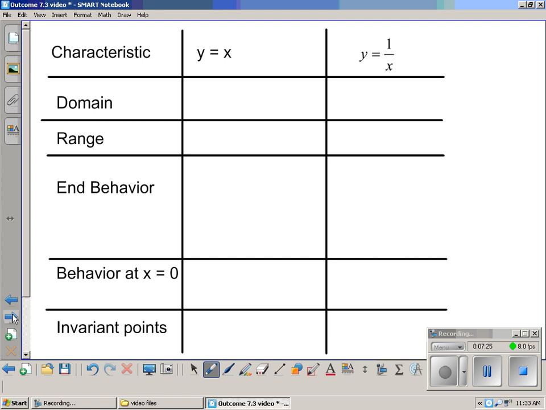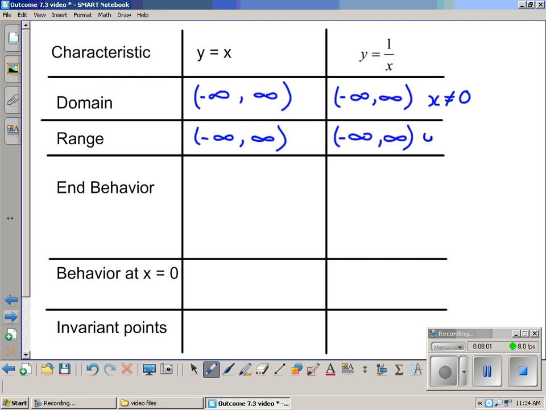Our domain for y equals x is negative infinity to positive infinity. For y equals 1 over x, it's the same thing with one exception. In this case, x cannot be equal to 0. Our range, so for y equals x, is again negative infinity to infinity. For y equals 1 over x, again very similar, negative infinity to infinity. However, we cannot have a y value of 0 because that's where our horizontal asymptote was.